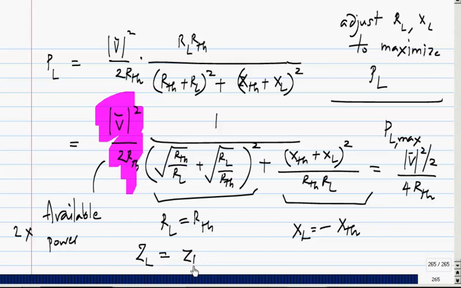Complex conjugate. Okay. So this is known as conjugate matching of the load. Again, a very, very important and useful concept. When you have a limited available power, especially in radios, this happens that you have a very weak signal and you have to draw all of it into the load. You have to use conjugate matching in order to maximize the power transfer. Okay. Please think about this. If there are any questions, we'll discuss it tomorrow.